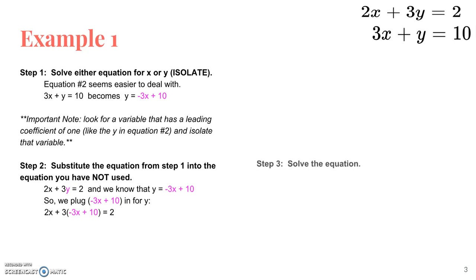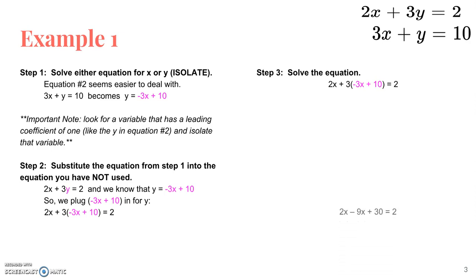For step 3, I am then going to take that equation and I'm going to solve. So to solve this equation, I'm going to distribute the 3 to get 2x minus 9x plus 30 equals 2. I will then combine my like terms to get negative 7x plus 30 equals 2. I will subtract 30 from both sides to get negative 7x equals negative 28, and I will then divide both sides by negative 7 to give me a final answer of x equals 4.